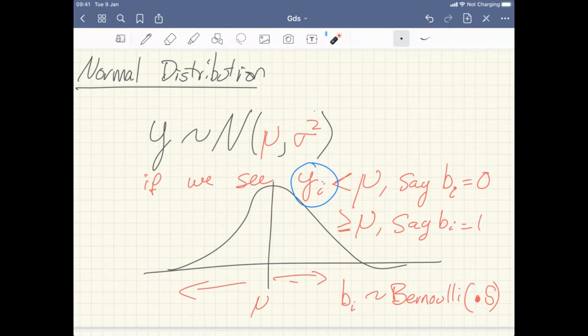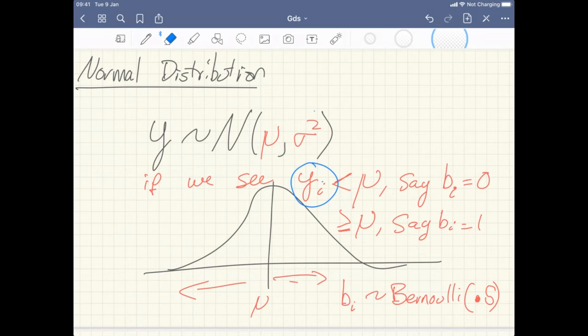Just imagining if I had a bunch of y values, if they're below the mean, I might convert them into a binary outcome that takes on a value of 0. And if they're above the mean, I'll convert them into a value that takes on 1. So all I'm saying is that I can transform different variables into different distributions.